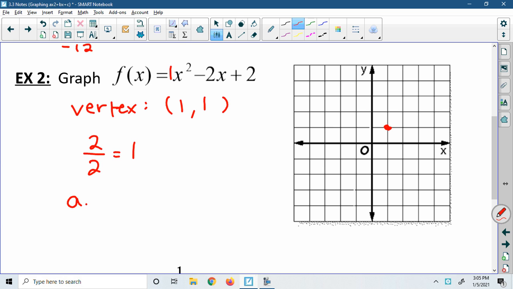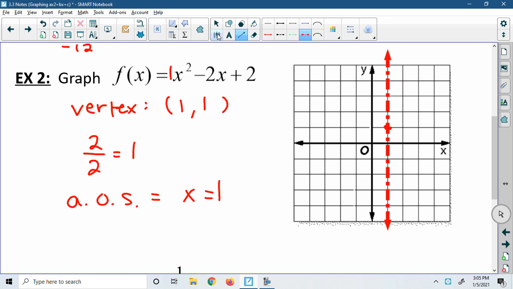The axis of symmetry is just the vertical line x equals 1. And you can draw that in on your graph. It's kind of nice to have it on there. There's the vertex so you can see it a little better. And last but not least, the y-intercept would be whatever the c number is right there, so it's 2.